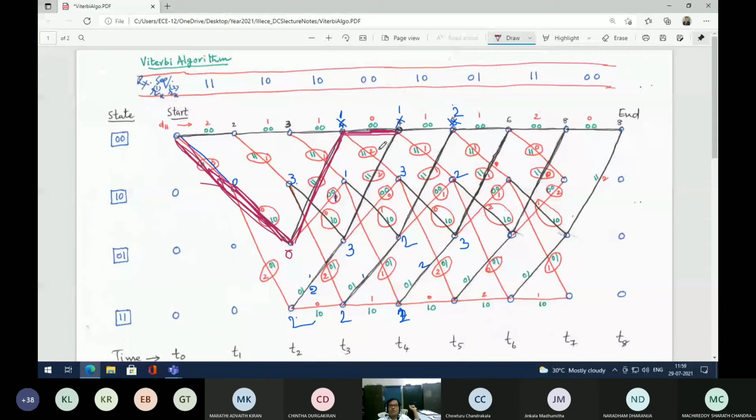Okay. Now what next? It is 2. It is also 2. It is also 2. Ultimately, I have to reach 8 here. Okay? So what is the next path? What is this Hamming distance here now? Let us see what the Hamming distance is here, if I take this next point, this one.